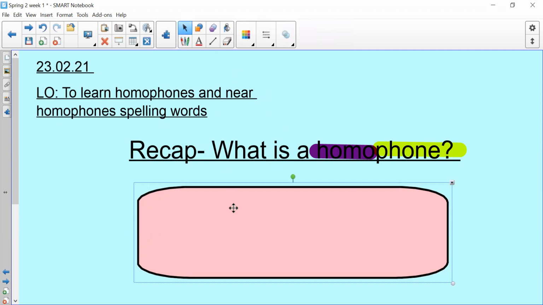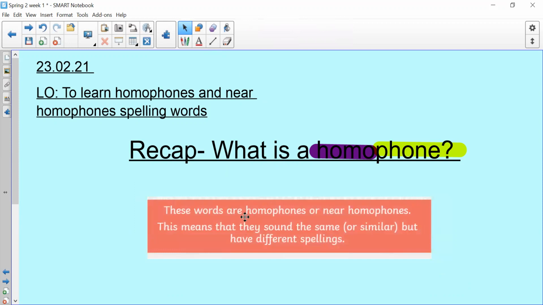Okay, let's see. So this means that they sound the same or similar, but have different spellings. So a homophone sounds the same, near homophone sounds similar, but they have different spellings and different meanings.